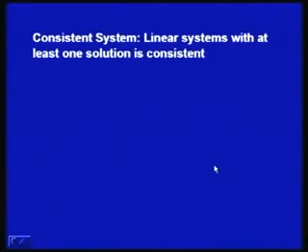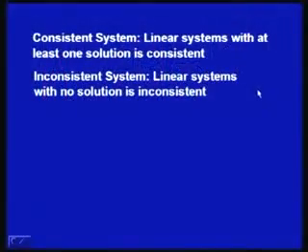So what is a consistent system? A consistent system is a linear system having at least one solution. So a linear system with at least one solution is consistent. It may have more than one solution, but one solution has to be there. An inconsistent system is a linear system with no solution.